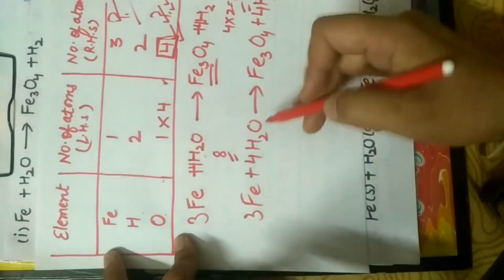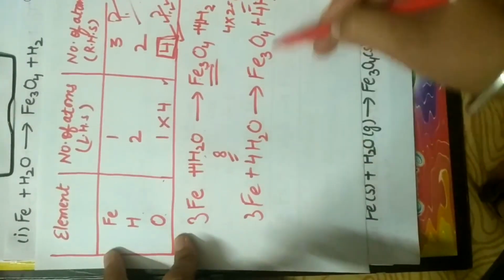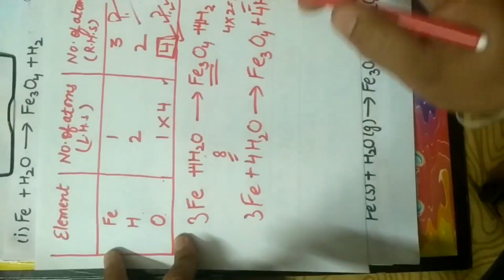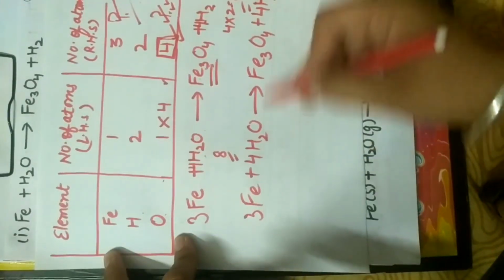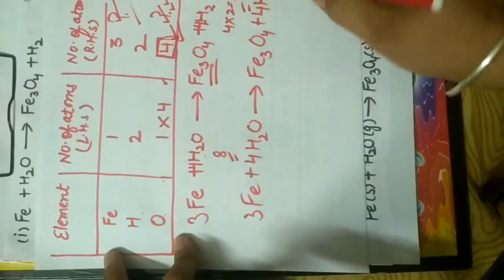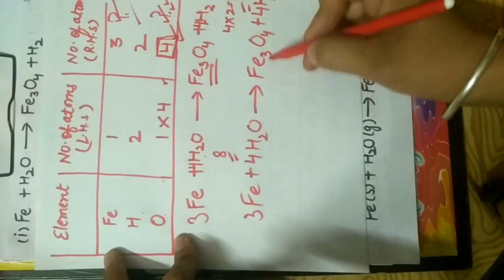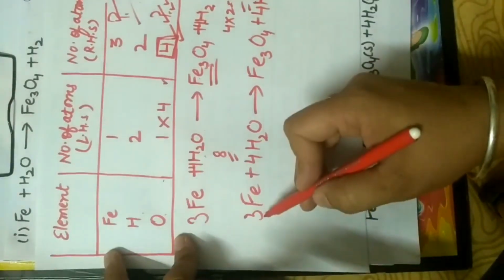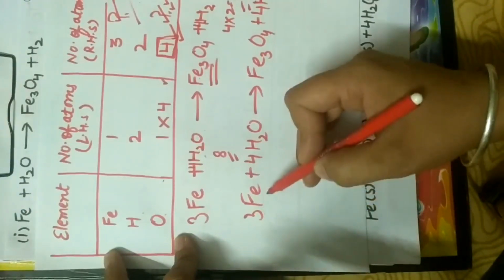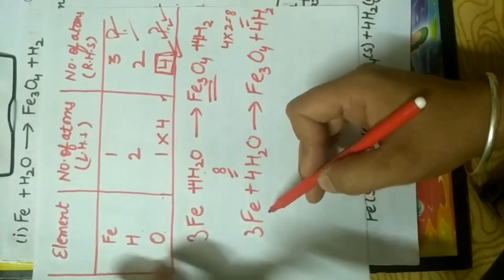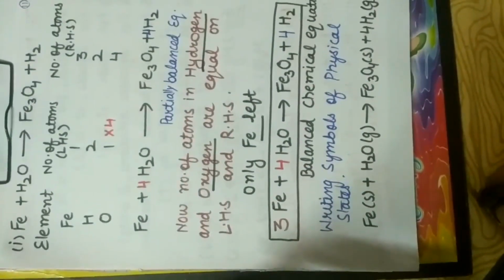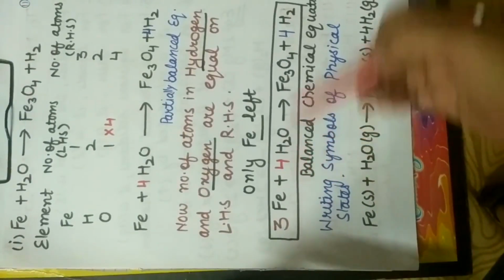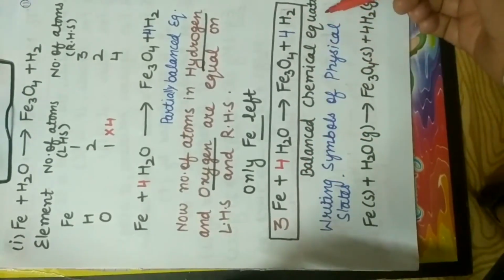You can now count oxygen having 4. Here also 4. So we are over with the oxygen. Then about hydrogen, 4 into 2, 8. Here also 8. Then hydrogen is balanced. Last, Fe3 here, so I will write 3 in front of iron here. Now it is a balanced chemical equation. That is what I have written here. From here you can easily see that 3, 4 and 4, it is a balanced chemical equation.